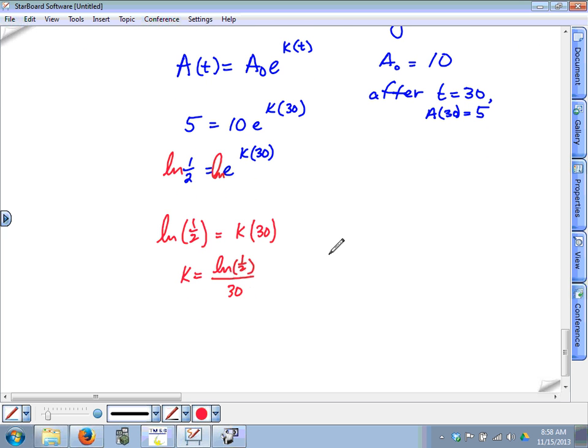So we can plug that into our model and get A of t is equal to the initial count, 10, times e to the natural log of 1/2 over 30 times t.